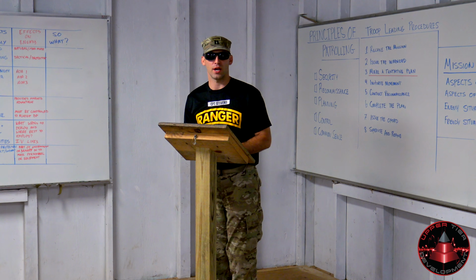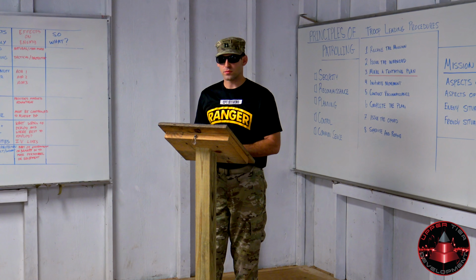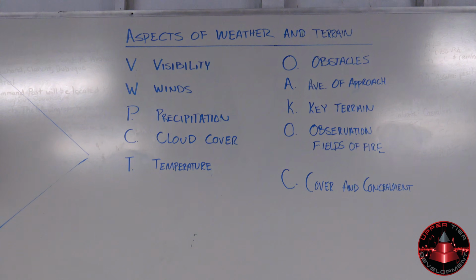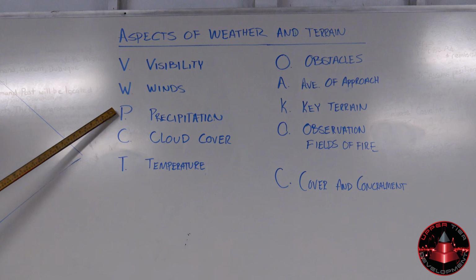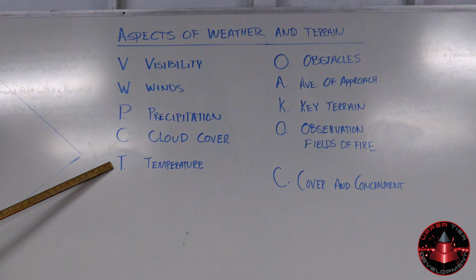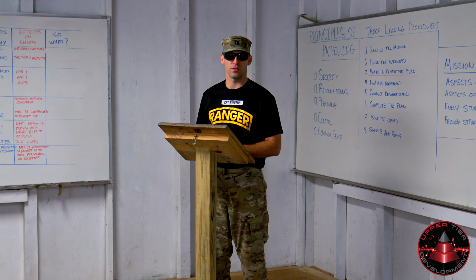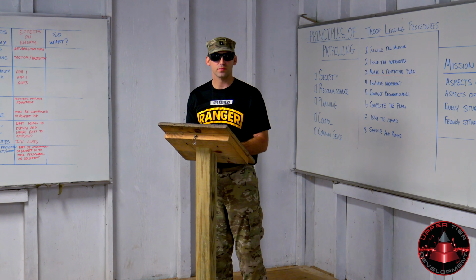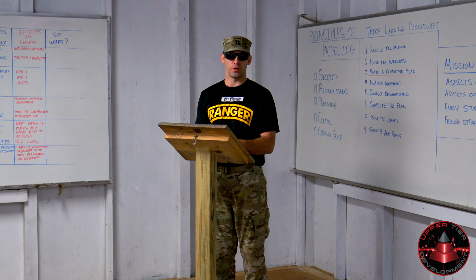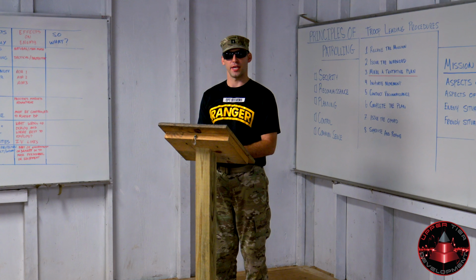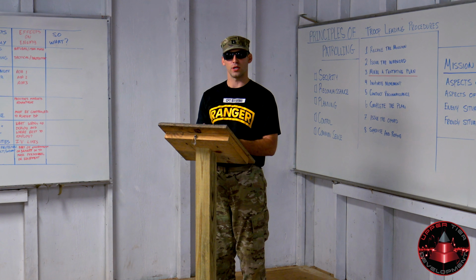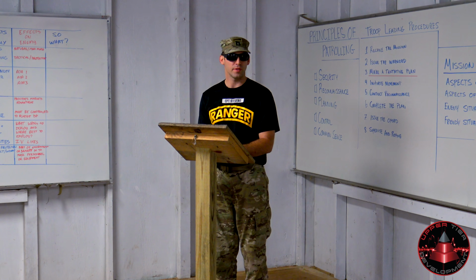Now that we've gone through OACOC, we're going to cover weather. So for weather, things that we want to consider, we can use the acronym VWPCT, which is going to cover visibility, winds, precipitation, cloud cover, and then temperature and humidity. Keep in mind, we only want to target what is absolutely important. So if, for example, it's 60 degrees today and tonight it's going to drop down to 10 degrees, that's probably something that we want to understand and be prepared to mitigate.